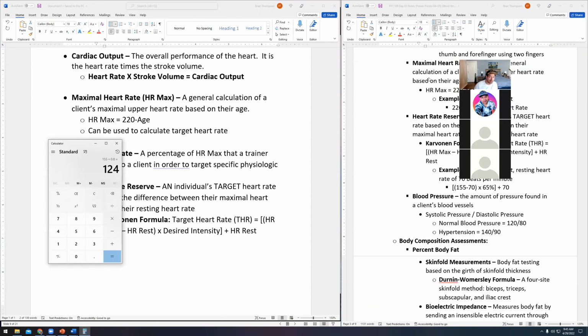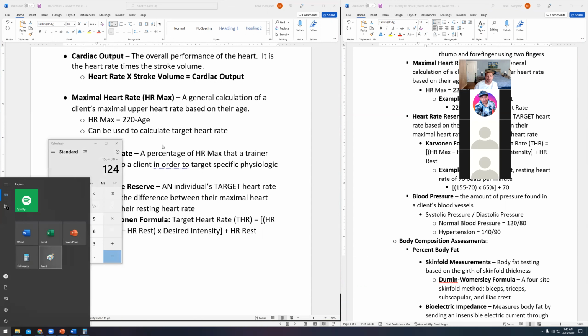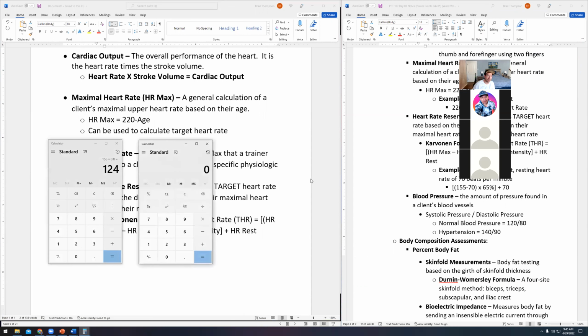But again, the problem with that formula is that it assumes every 65-year-old client needs the same workout. So now let's take a different example. Let's say my 65-year-old client's resting heart rate is 73 beats per minute.